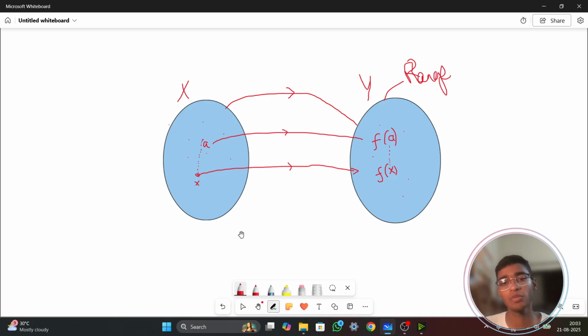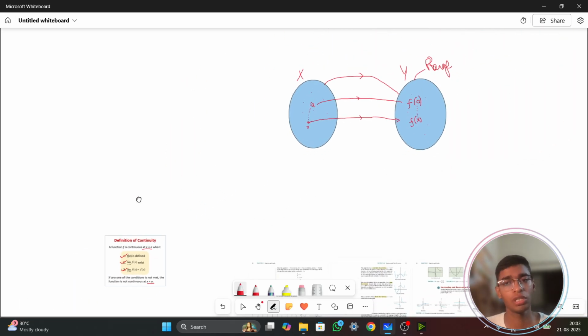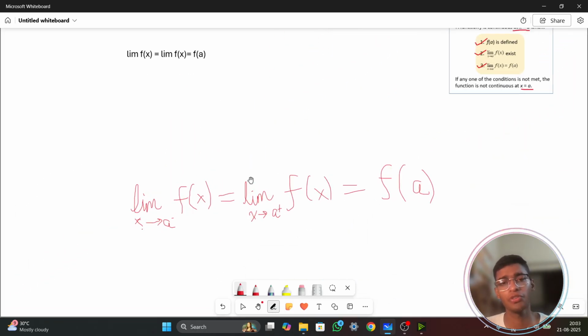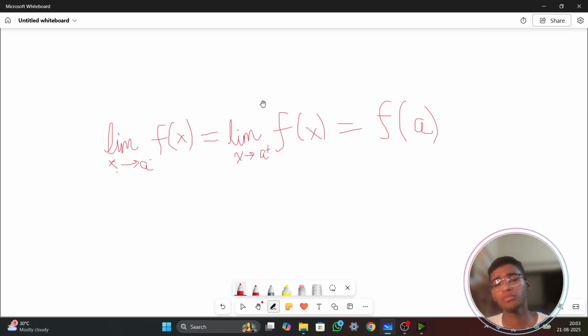So this is as per the definition of a function. So this was from that point of view. Now, talking in short about what exactly continuity is, you need to check three things.